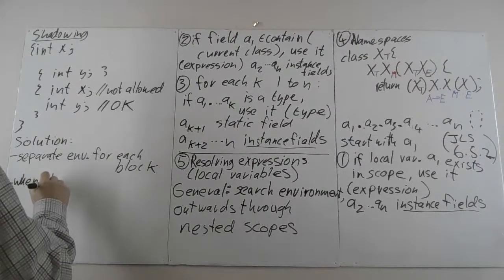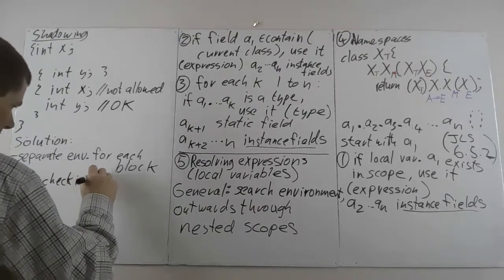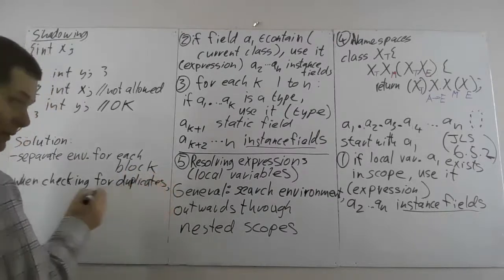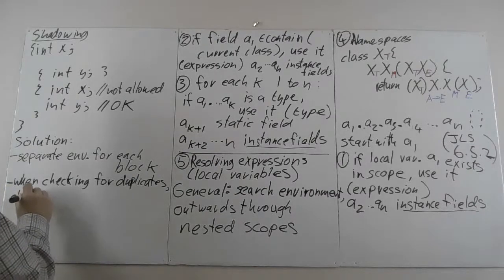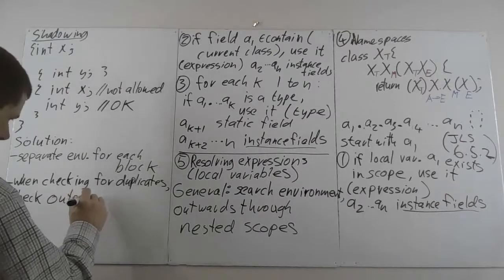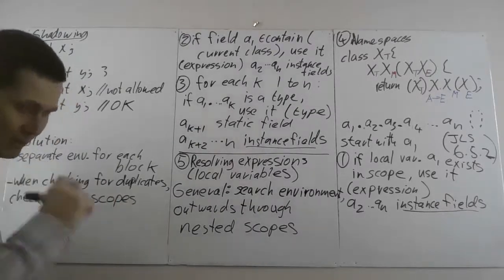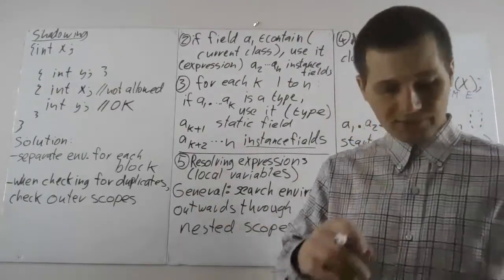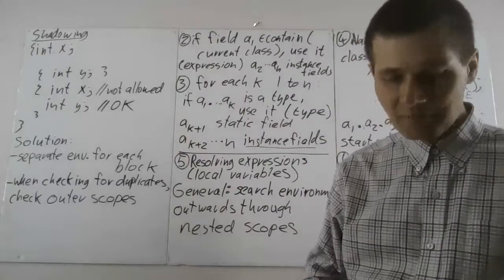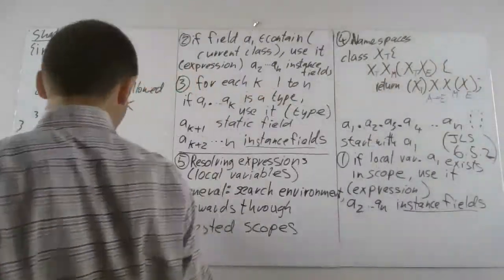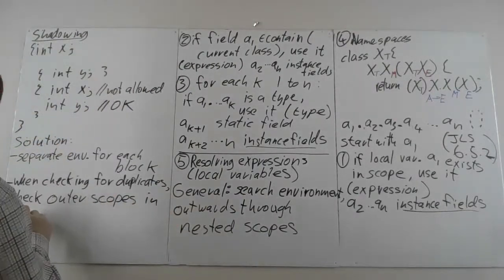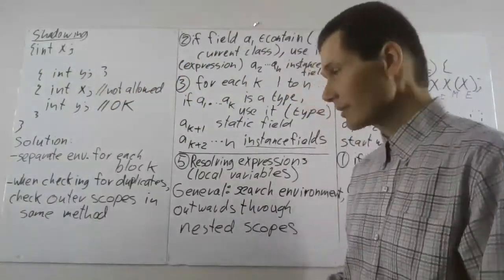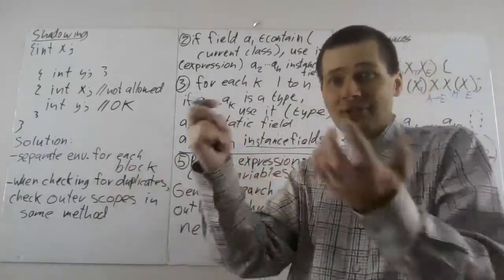So when checking for duplicates, check outer scopes as well. Okay, so now you're no longer looking to see if there's a variable with the same name only in that one scope, but you search outwards. But you only search outer scopes in the same method. So you don't go outwards to outer scopes like the set of fields of the current class.